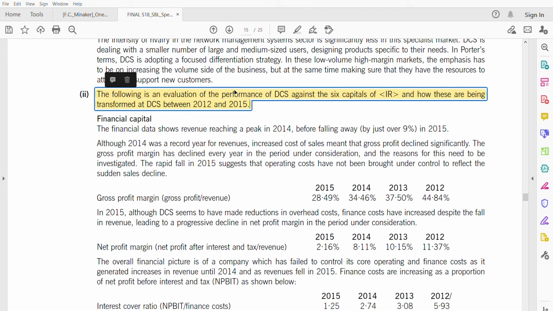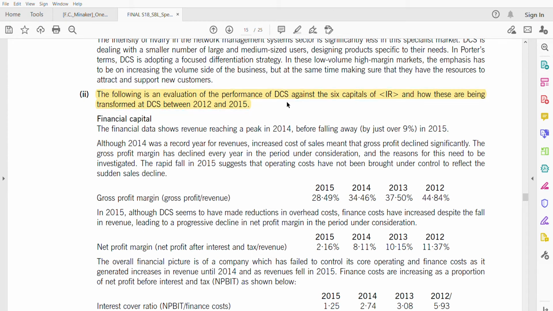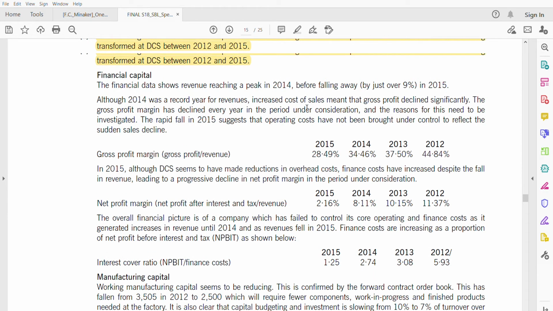The following is an evaluation. They said, evaluate the performance of DCS company using the integrated reporting perspective. They have just changed the words here and there, right? So this is how you have to use it. Okay, now let's go to the financial capital, right?